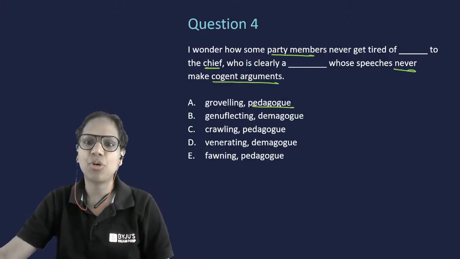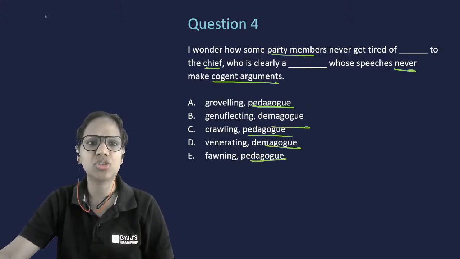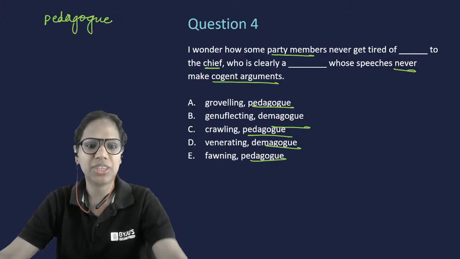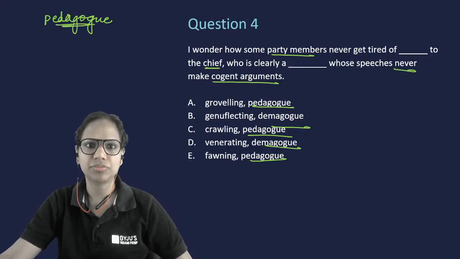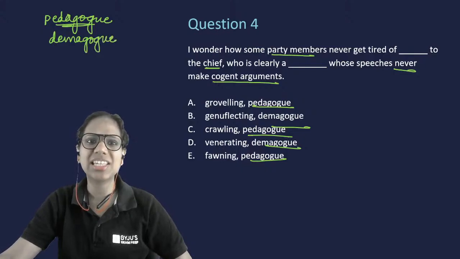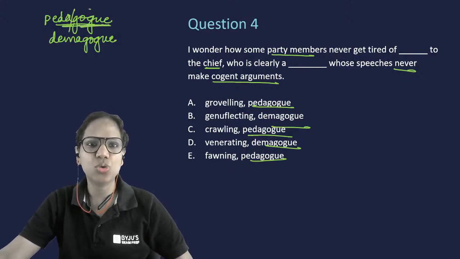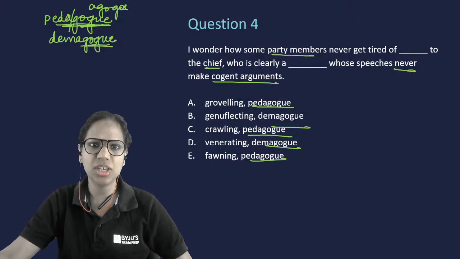I think a very important way to eliminate here is to know what these two words mean. Yes. So who is a pedagogue versus who is a demagogue? They both come from the same root, don't they? So agogos is the common root here. Agogos is the root. Okay. What does agogos mean?